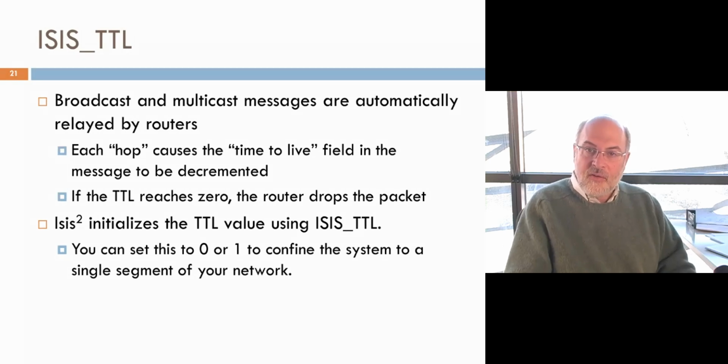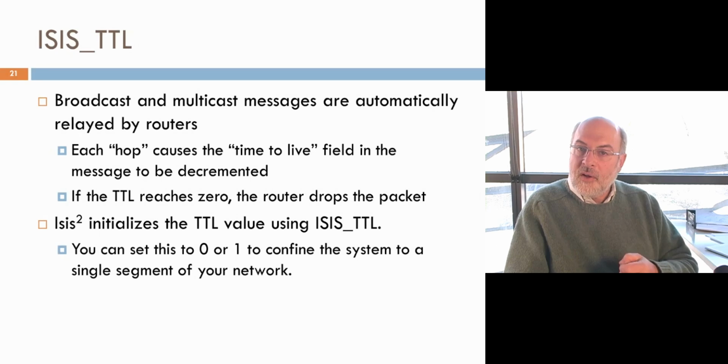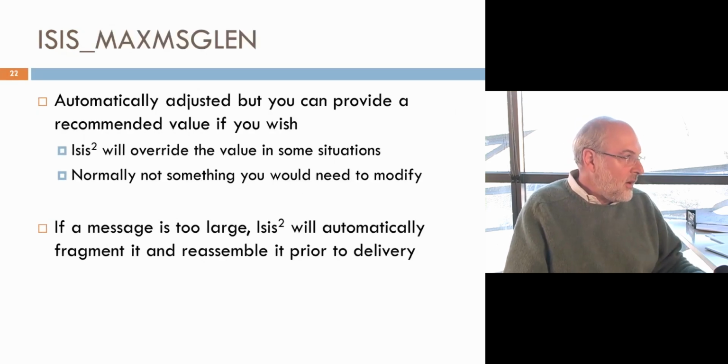Routers decrement the TTL, but switches don't. So if you start to play with these values, you really have to talk to your network administrator and understand what the correct number to use is. By default, ISIS is using a TTL of 1, I believe.